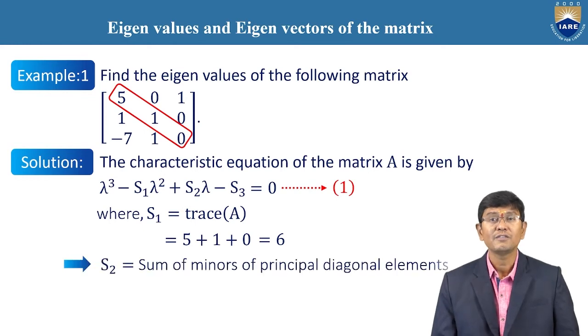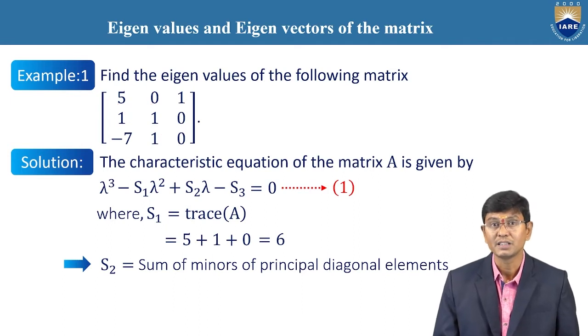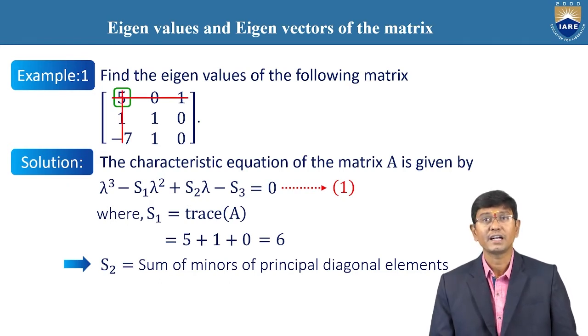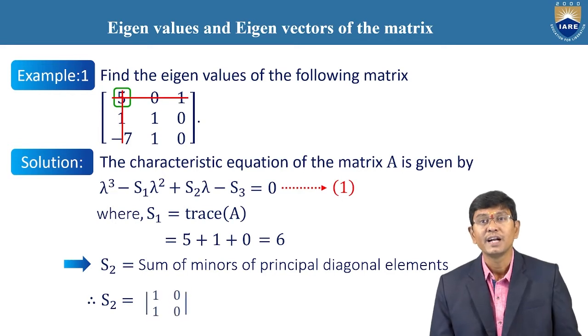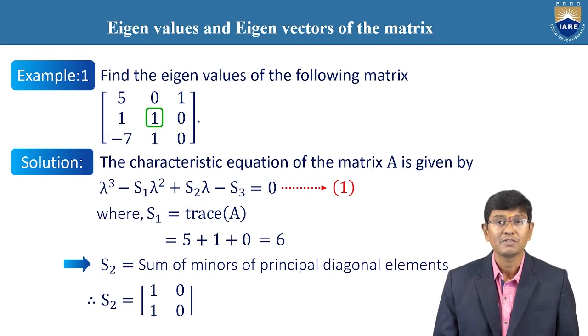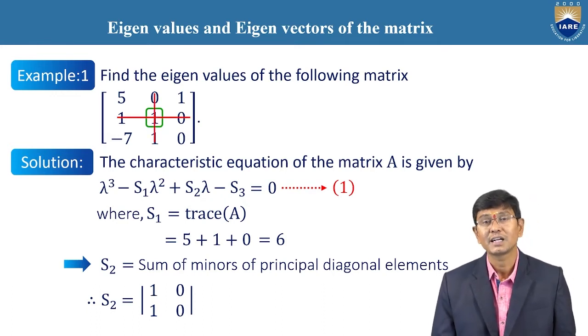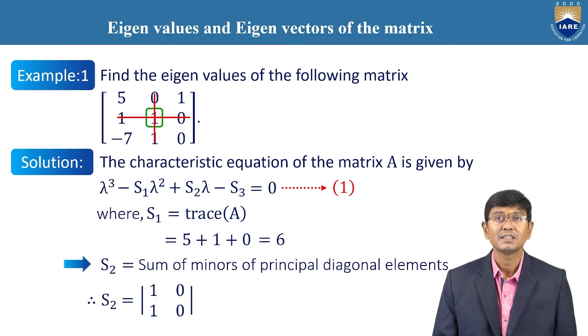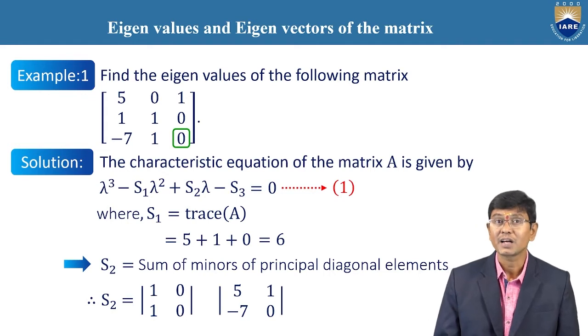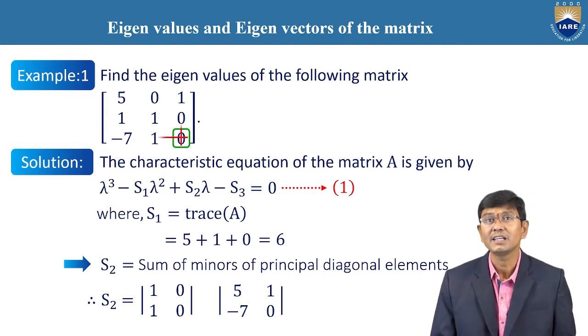And similarly, we need to find S2, which is the sum of the principal diagonal minors. Here the principal diagonal elements are 5, 1, 0. First, we need to calculate the cofactors. The minor is obtained after neglecting the first row and first column, and similarly the second row and second column, and the third row and column, and taking the determinant of each. The values are 5, 1, minus 1, 0, and 5, 0, 1, 0, 1.